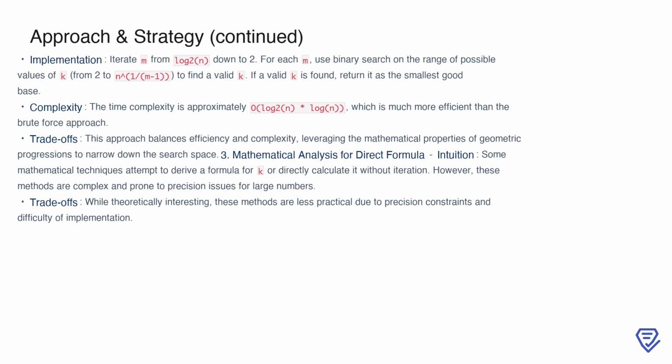Specifically, the time complexity reduces to approximately O(log² n * log n), which makes it scalable even for very large values of n. While this method requires careful implementation, it leverages mathematical properties to narrow down the possibilities and uses binary search to quickly pinpoint the solution. Another alternative we looked into was deriving a direct mathematical formula for k.